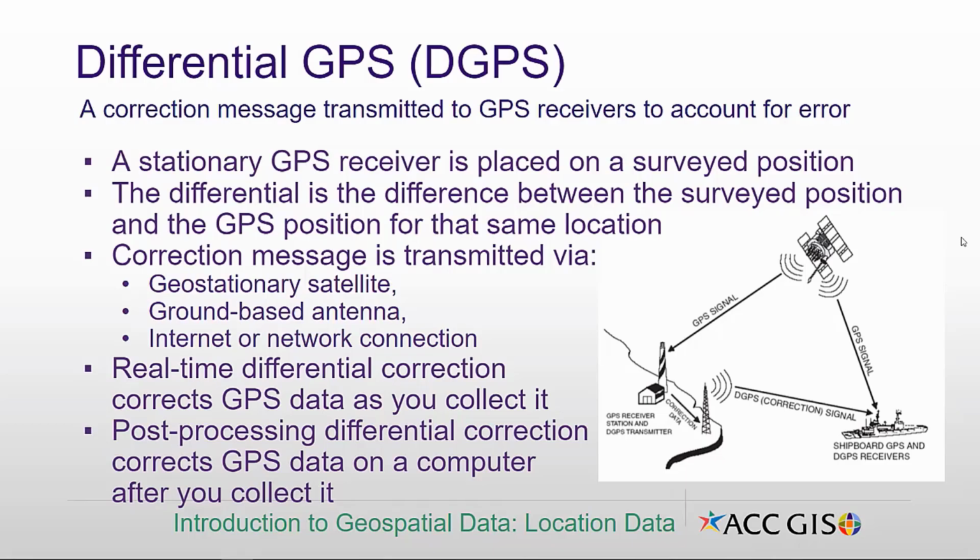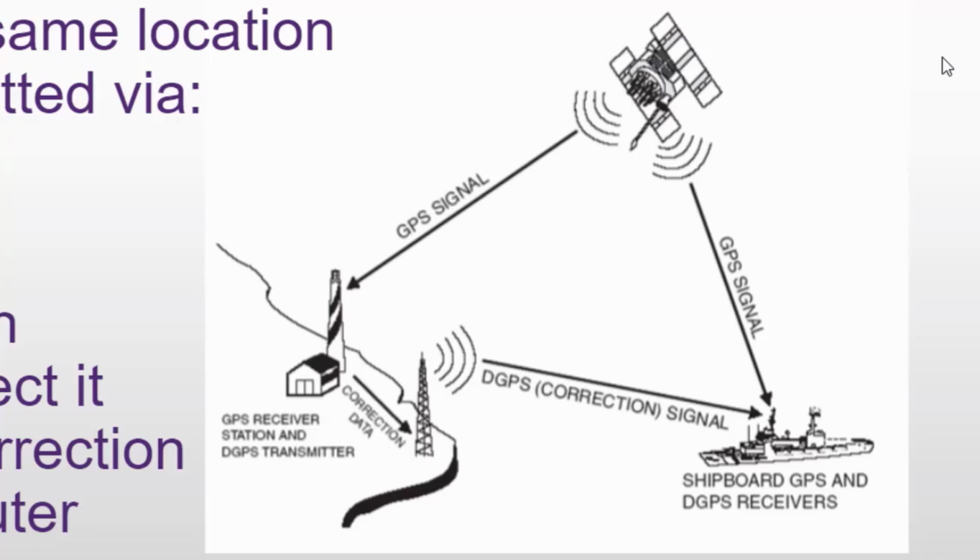If you look at the image in the lower right-hand corner, you can see how this works. The lighthouse is the known location in which there is a stationary GPS receiver, and it's calculating the error in the position of the GPS signal, and then it is communicating that out via the radio tower out to a boat that is then also collecting the GPS signal and correcting it using the differential correction signal.